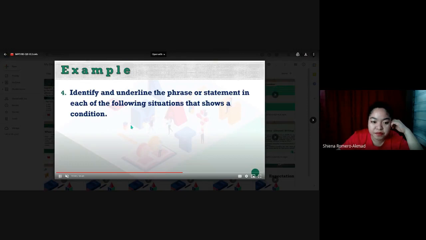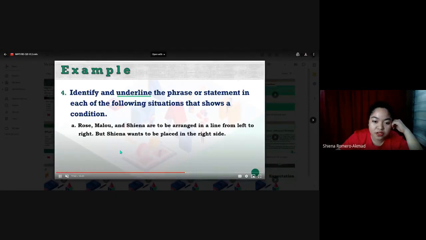For number 4, identify and underline the phrase or statement in each of the following situations that shows a condition. So for letter A, Rose, Malu, and Sheena are to be arranged in a line from left to right. But Sheena wants to be placed on the right side. So which of the phrases states the condition?